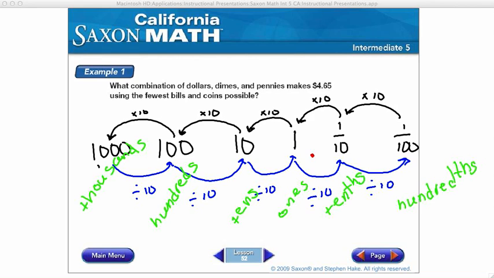Notice that the tenths place, while we will represent it today as a decimal, is a fraction, 1/10. The hundredths place, 1/100th. So how can we talk about this with money?